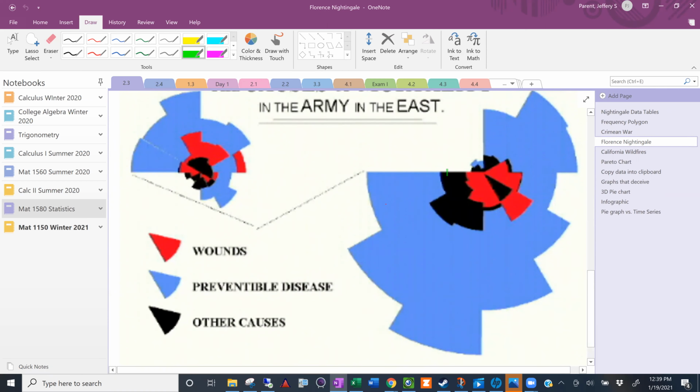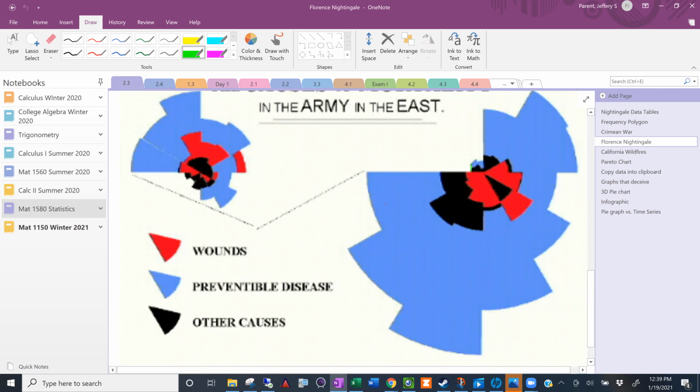And she finally convinced people to make some big changes, to get adequate bandages. I mean, they literally had a stream running through the barracks with just some really dirty, polluted water. So they made a lot of changes to improve the sanitization and the health of the soldiers.